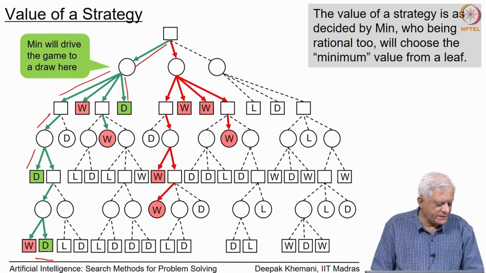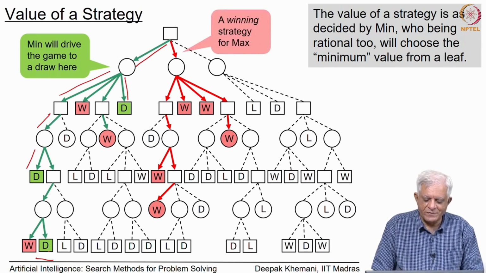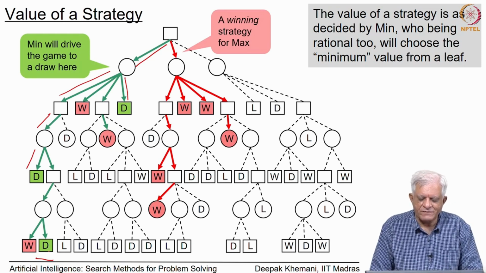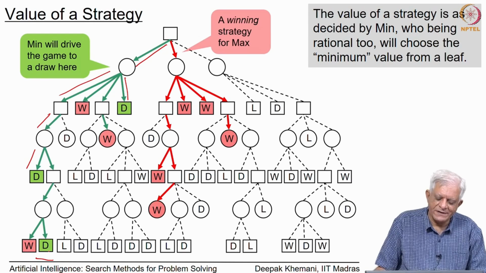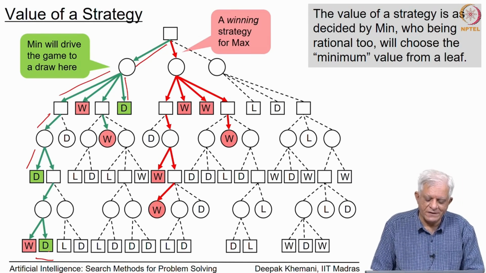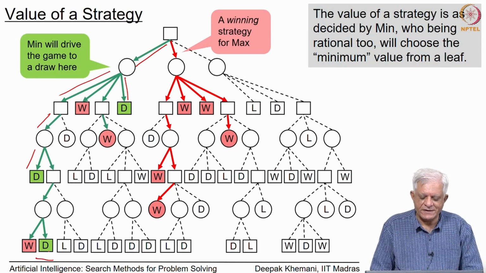On the other hand, the red strategy has all the leaves labeled with W essentially. So, min has no choice but to lose the game, and we saw when we analyzed this particular game tree that the minimax value of this game tree was +1, or it was a win for Max, and Max can achieve that by choosing a winning strategy.